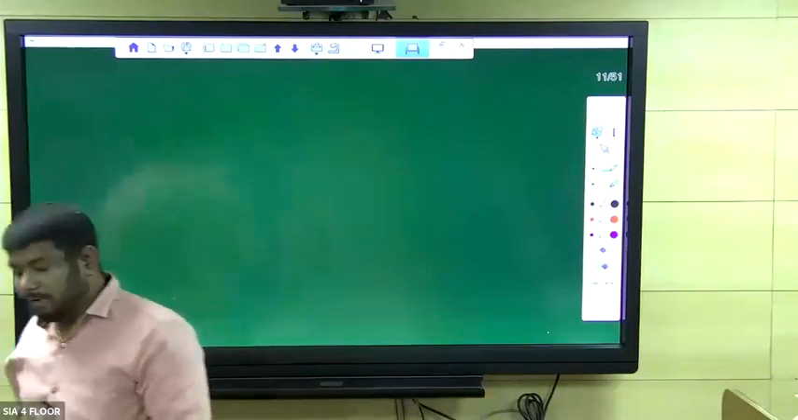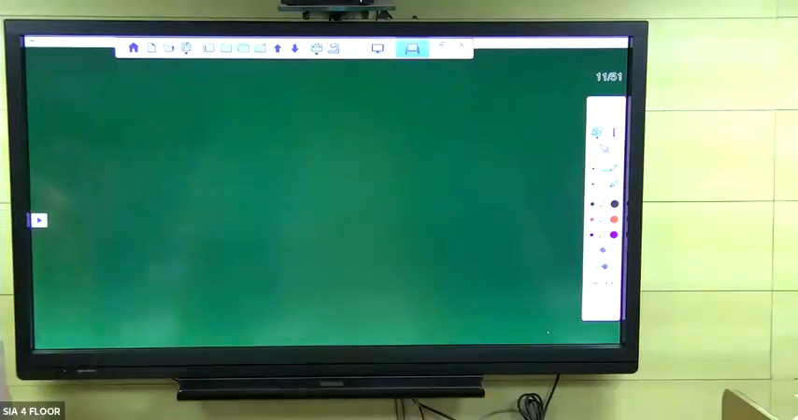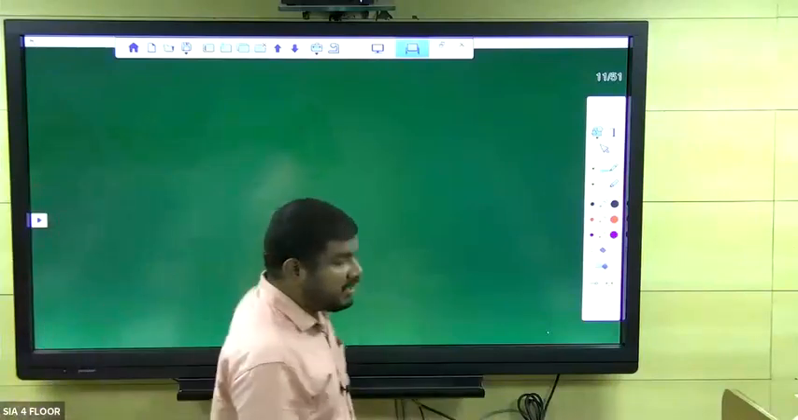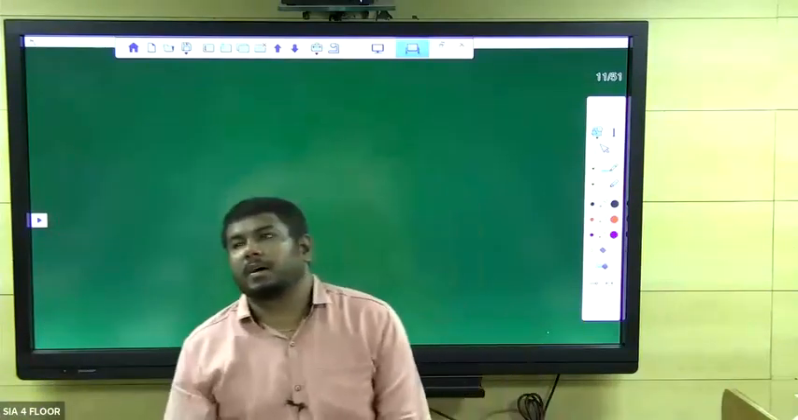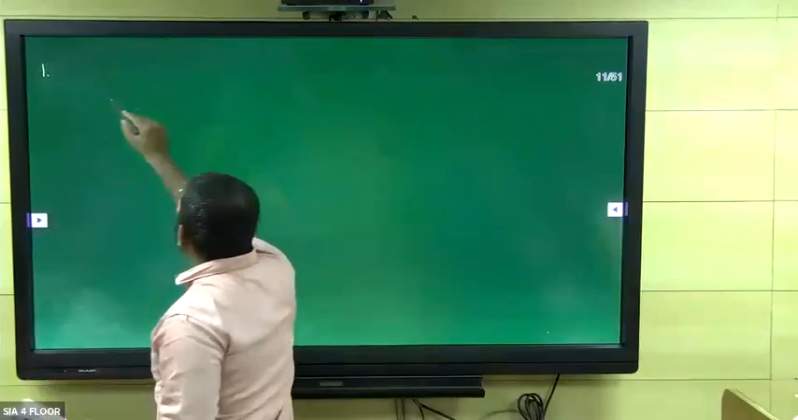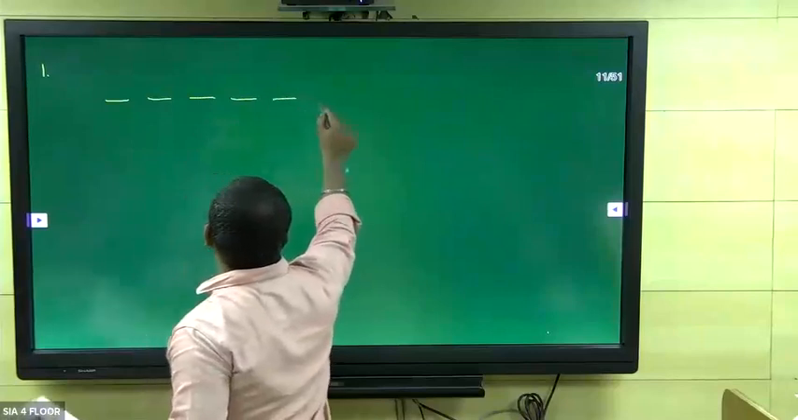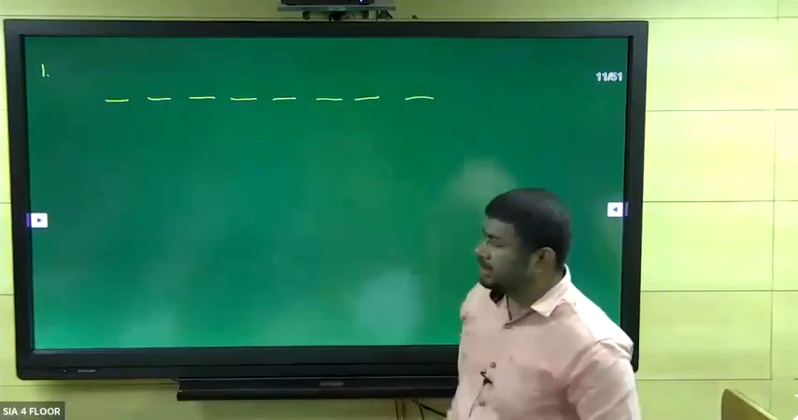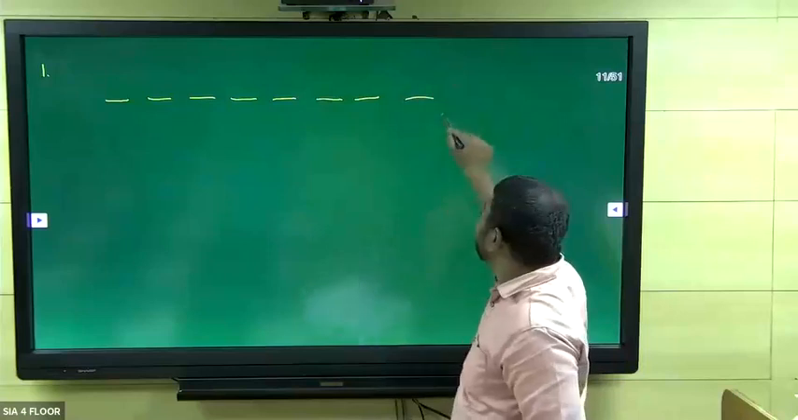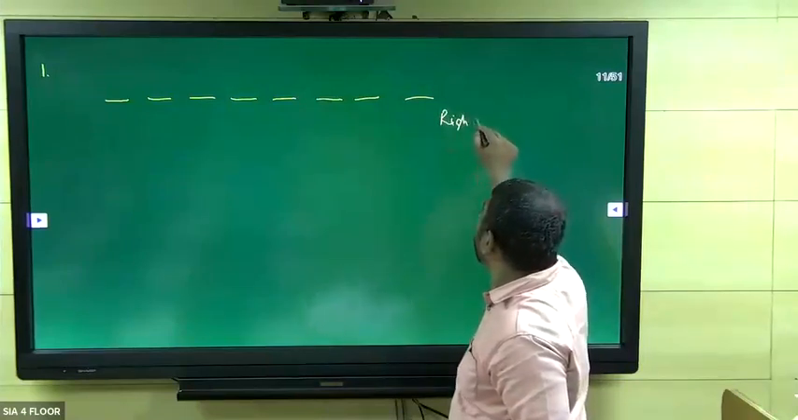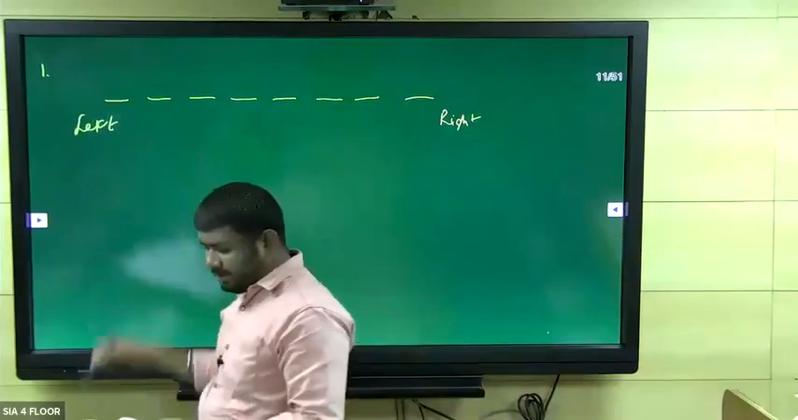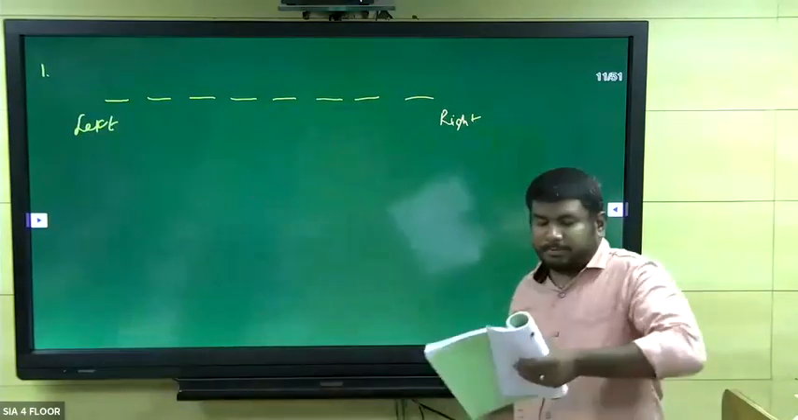First one: consider the following A, B, C, D, E, F, G, and H. Listen to this. There are 8 persons standing in a row facing north. So 1, 2, 3, 4, 5, 6, 7, 8. Totally 8 persons are there, standing in a row facing north. So north means the right direction is on this side and the left direction is on this side. Right? Okay, clear?